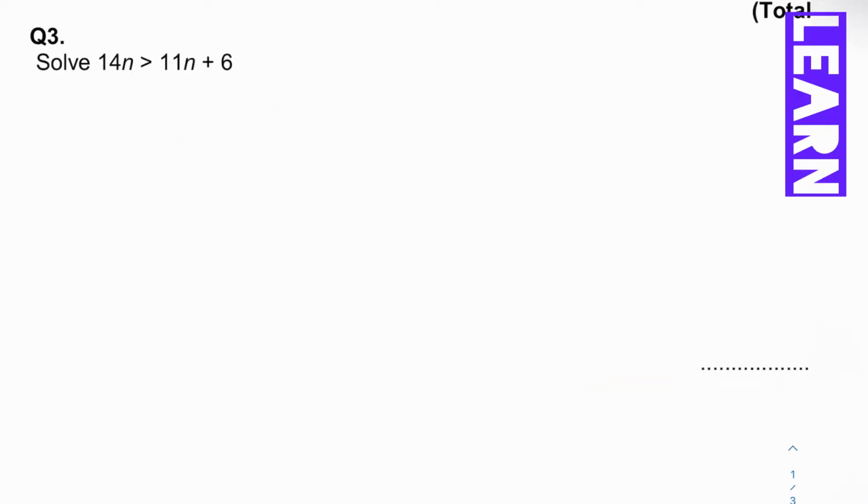I'm going to look at question 3. So this time you'll notice that you've got n's on both sides. So here, just like when you're solving linear equations with unknowns on both sides, you always subtract the smaller amount. So here we're going to subtract 11n from both sides. That leaves me with 3n is greater than 6. And now we divide both sides by 3. And we get n is greater than 2.